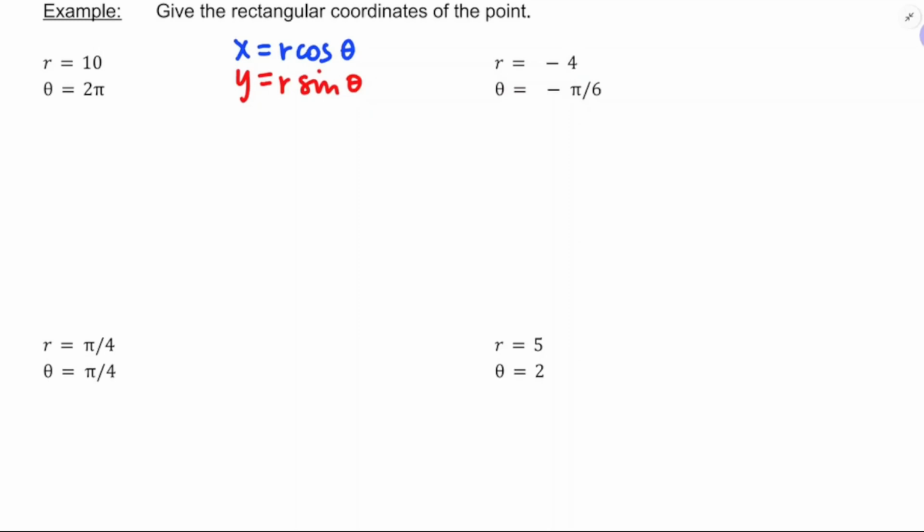Okay, now for polar to rectangular, I in general recommend that you use the formulas that I copied down on screen. x equals r cosine theta and y equals r sine theta. And those are formulas that we definitely need to know.